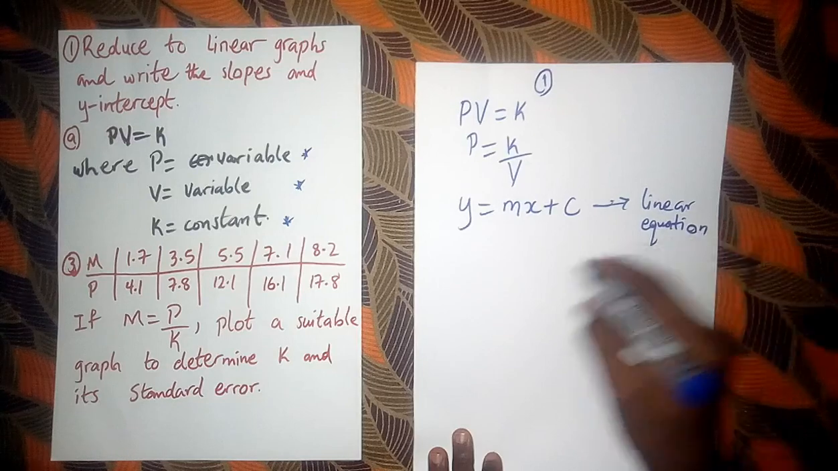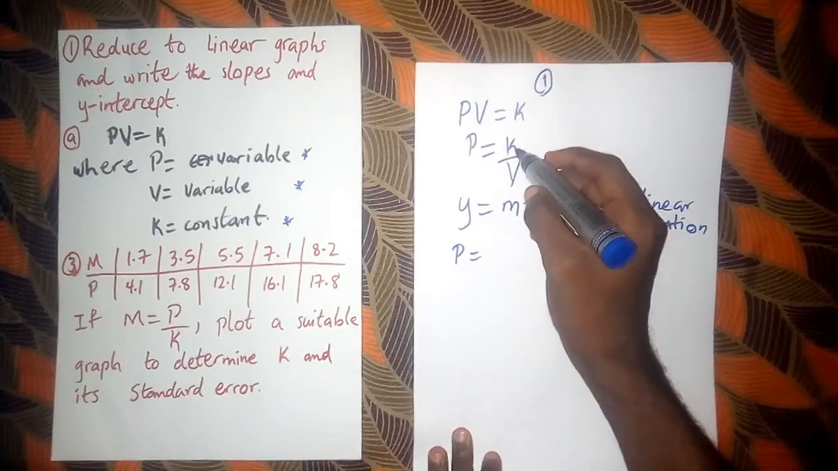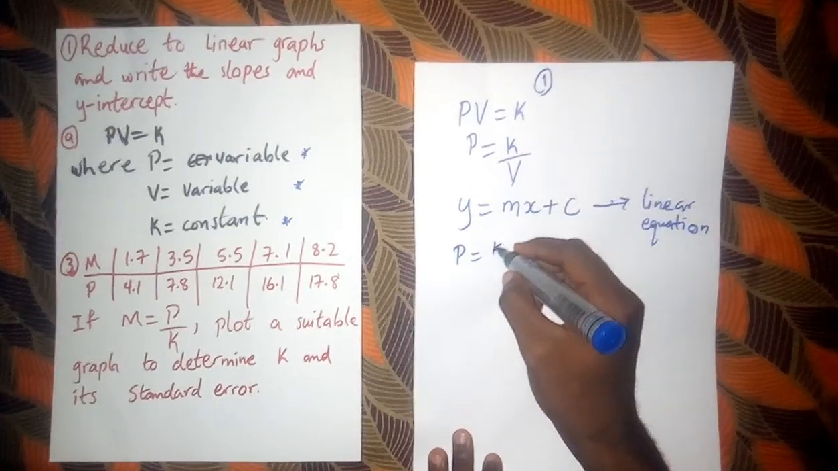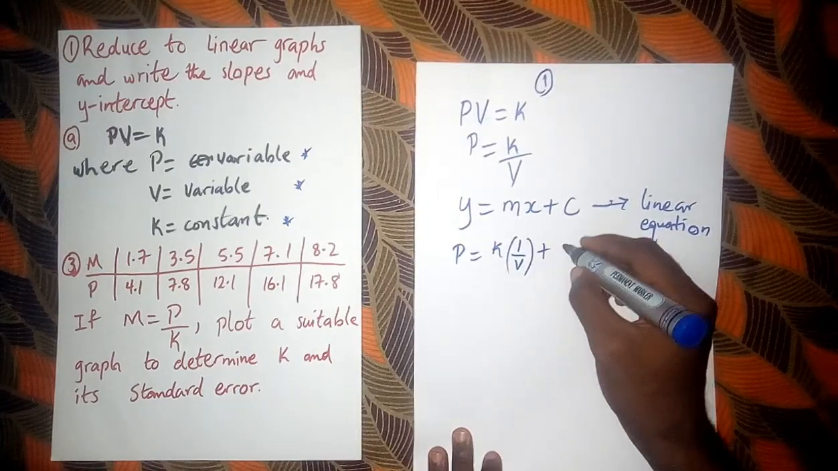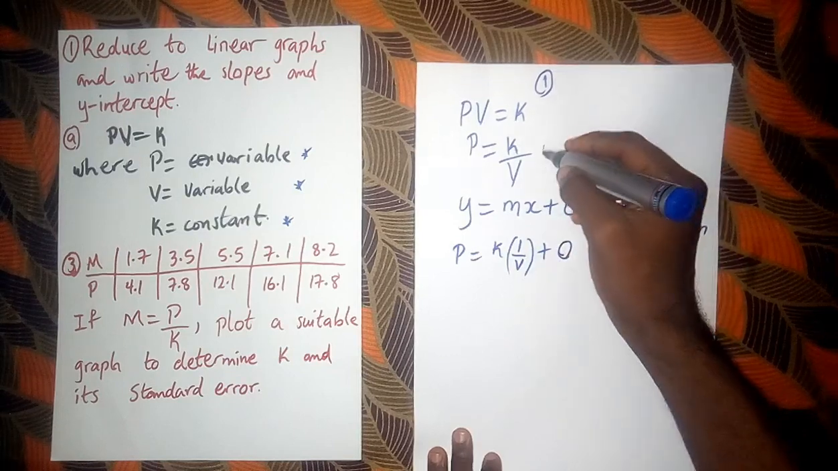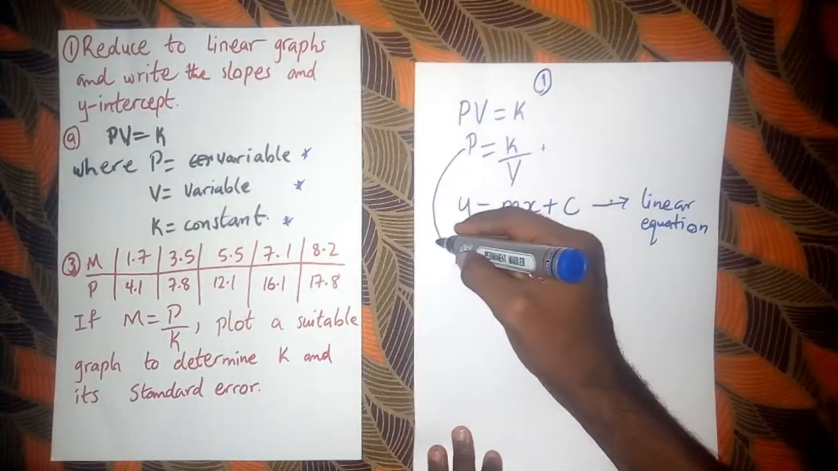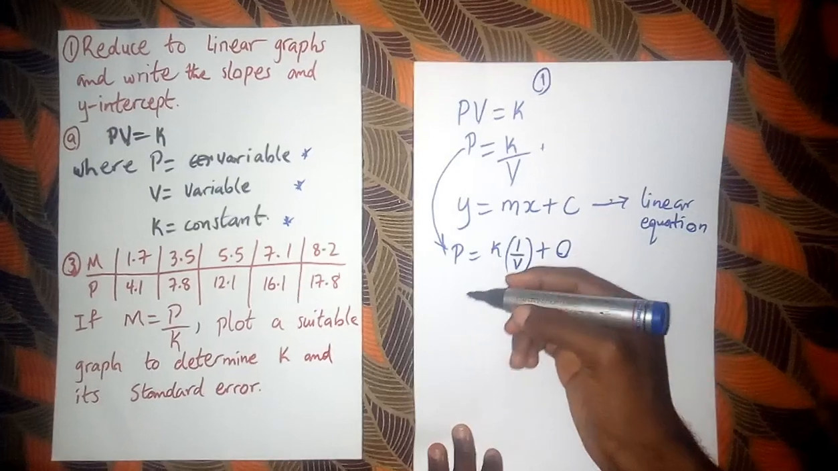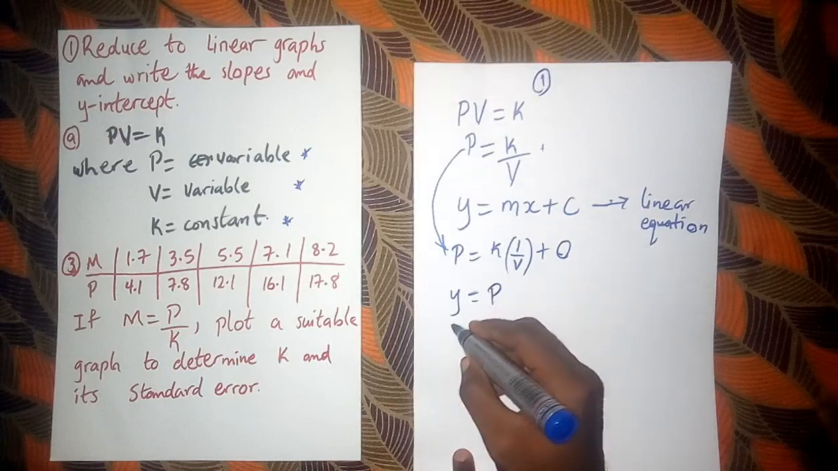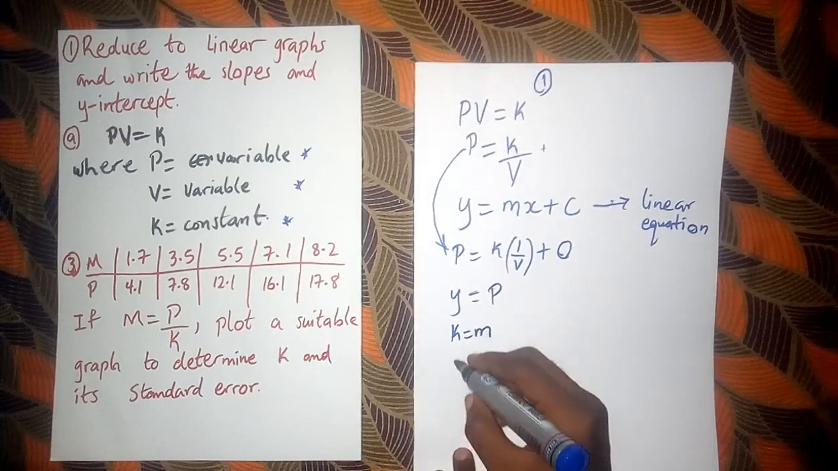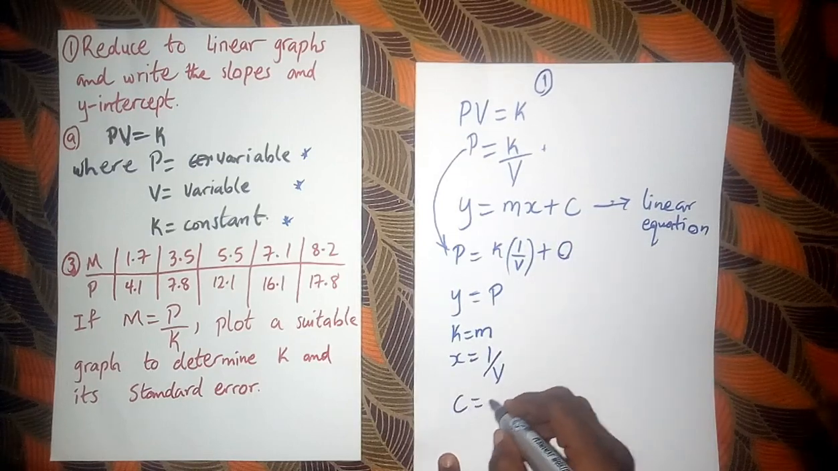Okay, so now having this, then we know that P is equal to, remember we said this is our constant, okay, times our variable 1 over V. Okay, so this plus 0, right? If you add 0 here, it's still this, isn't it? Okay, so now comparing these two equations, you are going to see that P will be equal to y, K will be equal to m, x will be equal to 1 over V, and then c will be equal to 0.